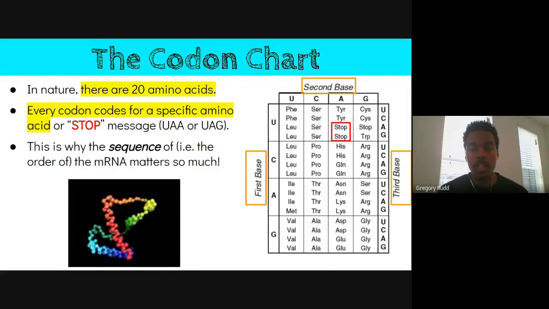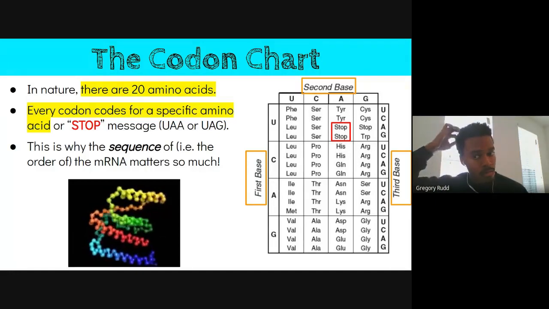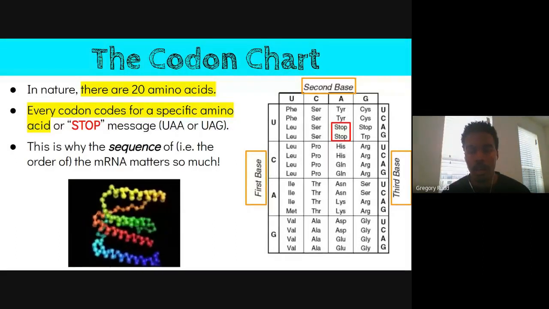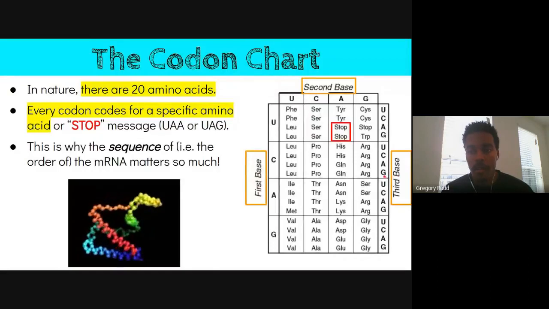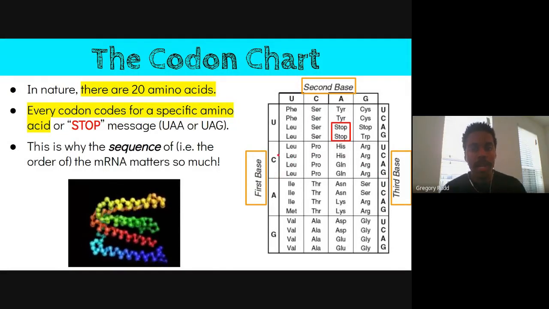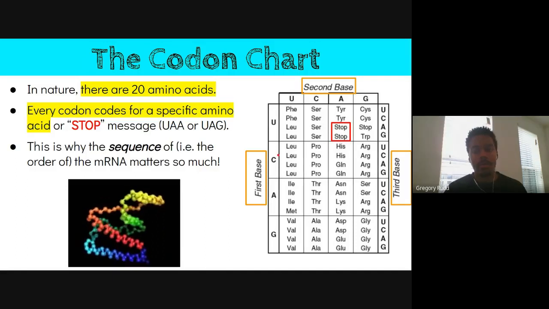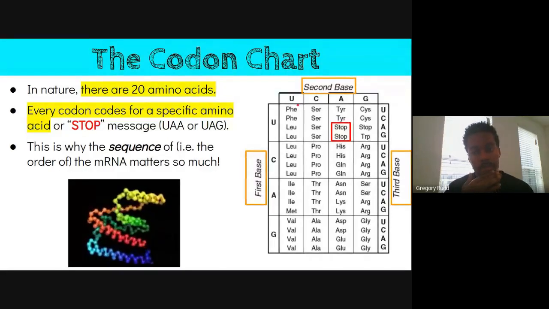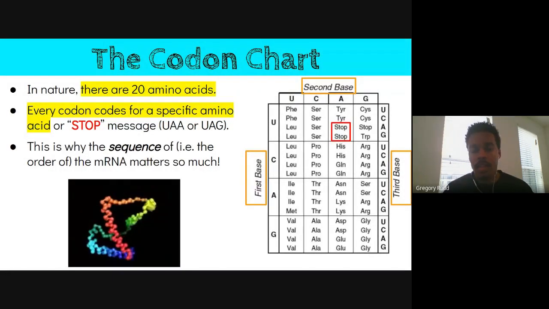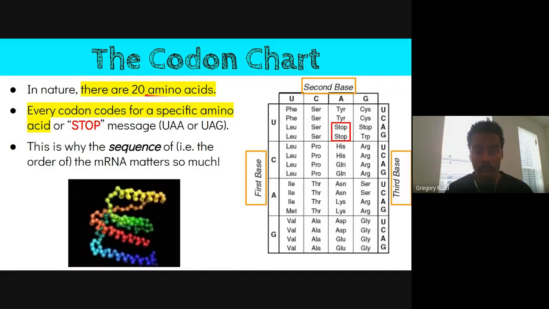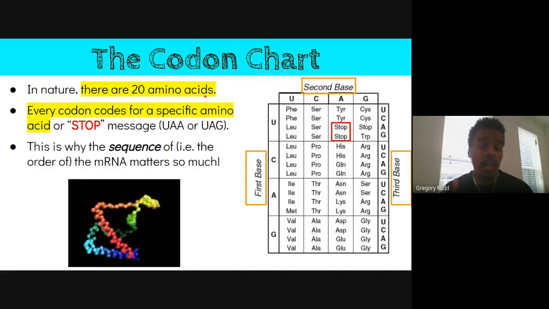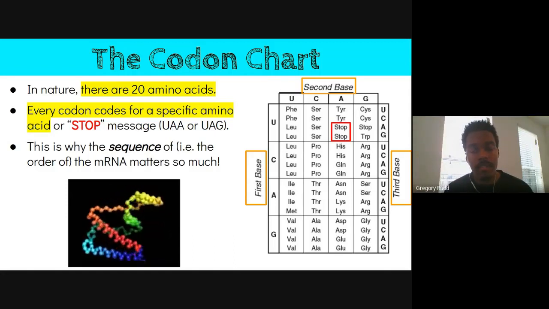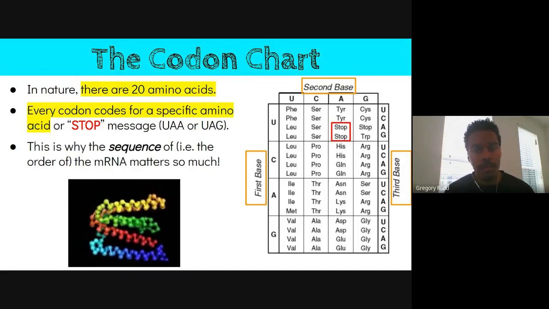Okay. Any questions about this so far? Now, one thing to keep in mind, I'm going to push you all a little bit here. We have 20 amino acids, but we have way more potential combinations than just 20. So in theory, if every single codon coded for a different amino acid, then I could have 64 amino acids instead of 20.